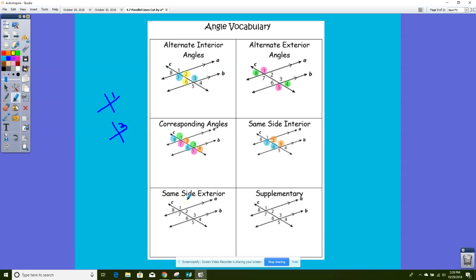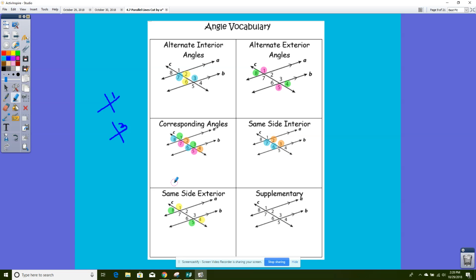Then I have same side exterior angles. So these are going to be outside the parallel lines and on the same side of the transversal. So 1 and 4 are same side exterior. And then 8 and 5 are same side exterior.